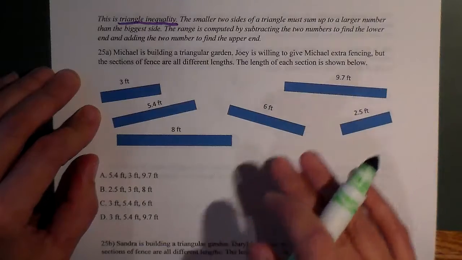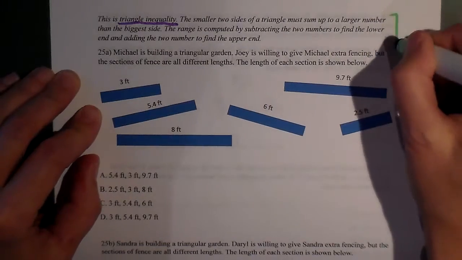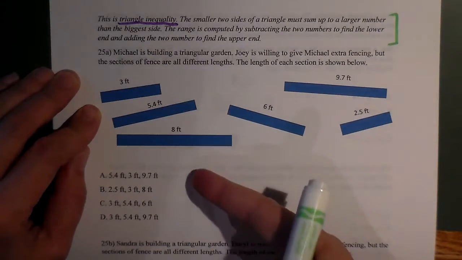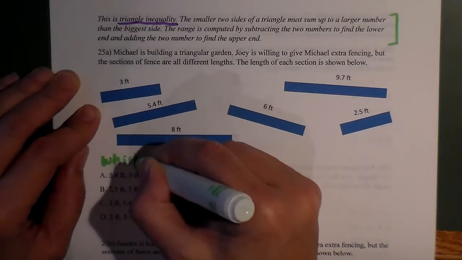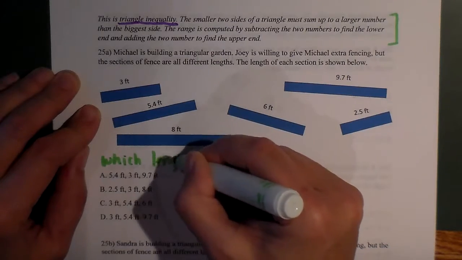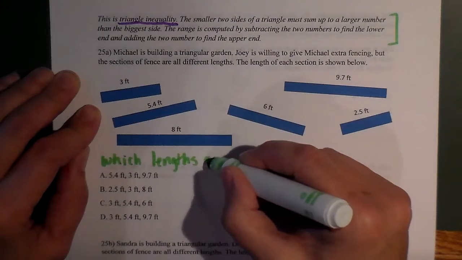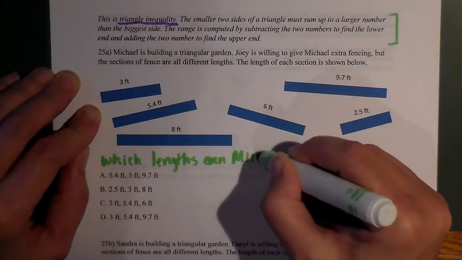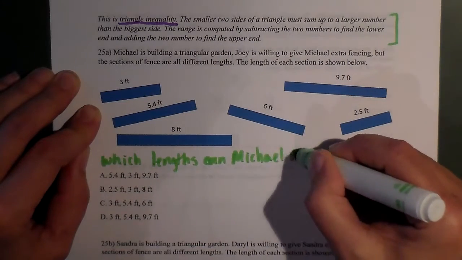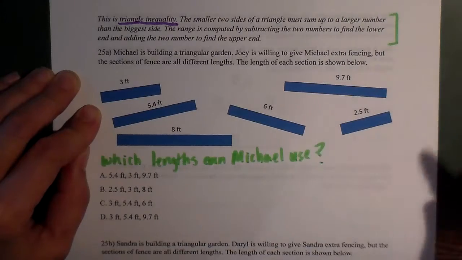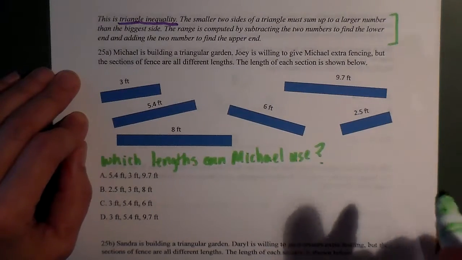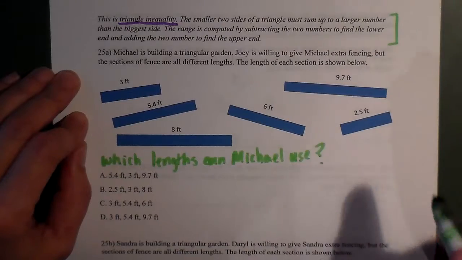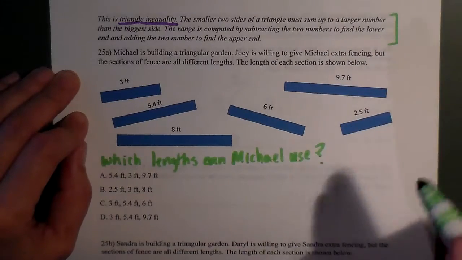Now the question is missing here, and the example how to do it. I guess when I put the pictures on here they didn't show up. So it should say which lengths can Michael use? So basically which lengths can Michael use means which of these three lengths could actually make a triangle. And remember, triangle inequality, the two little sides have to add up to something bigger than the larger side.